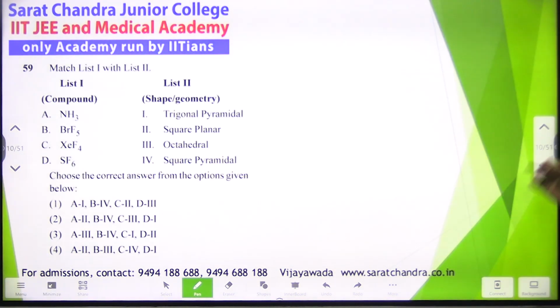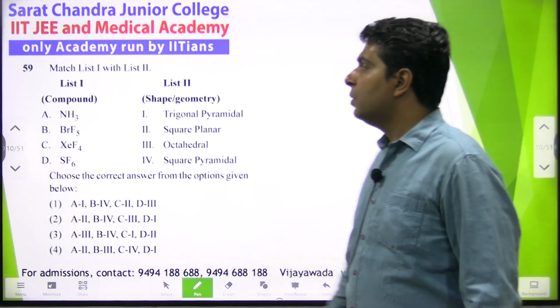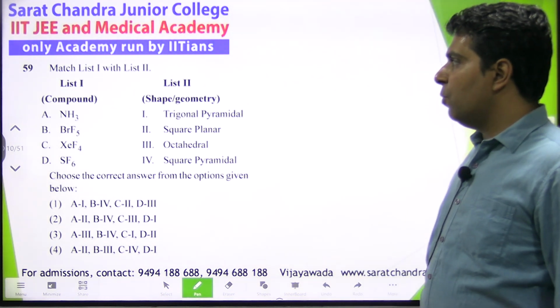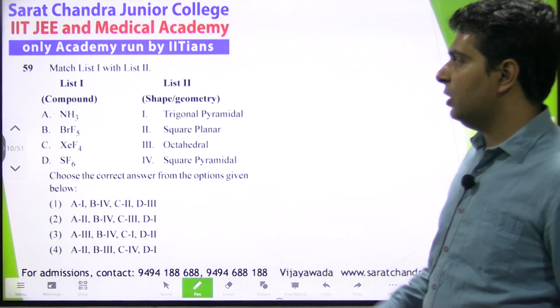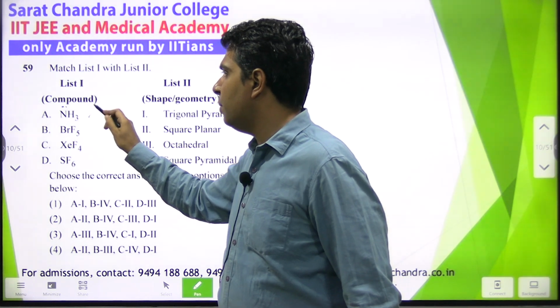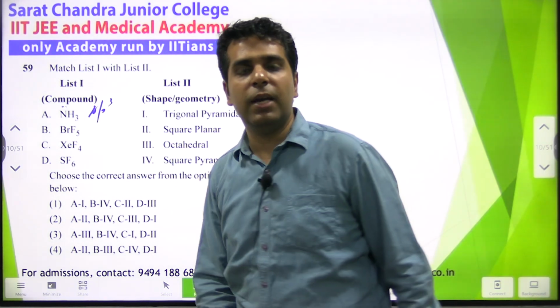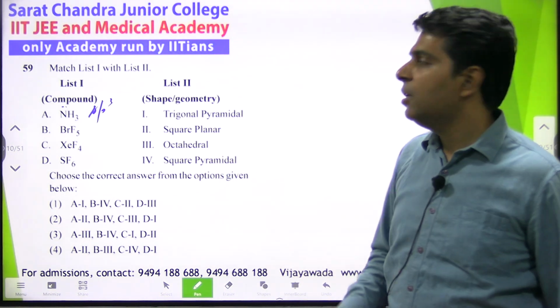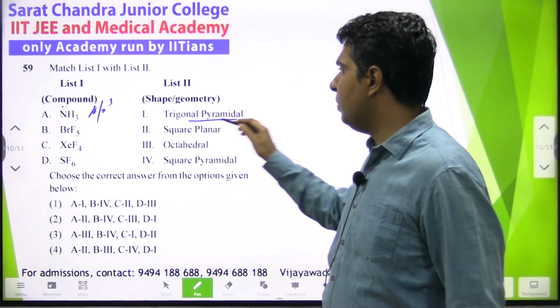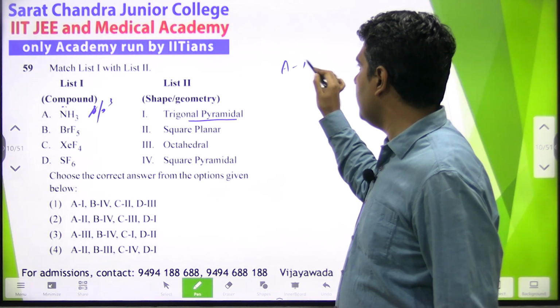Come to the next question. Match the following type: ammonia, shape or geometry. In ammonia, there is 1 lone pair and 3 bond pair. Hybridization will be sp3, with 1 lone pair and 3 bond pair. The shape is trigonal pyramidal. So A is corresponding to 1.